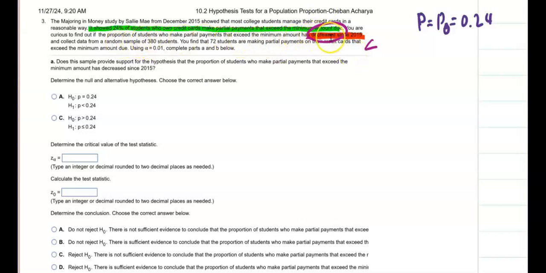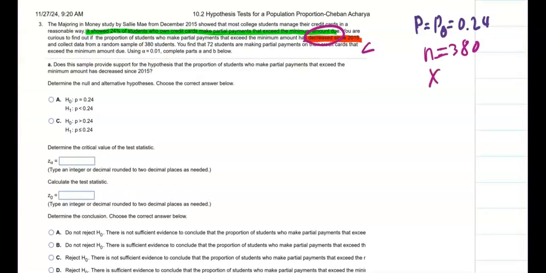To check that, they collect data from a sample of 380 students. So n equals 380, and you find that 72 students made a partial payment on their recent credit card that exceeds the minimum payment due. So x equals 72, and you can test the hypothesis using level of significance 0.01. So alpha here is 0.01.